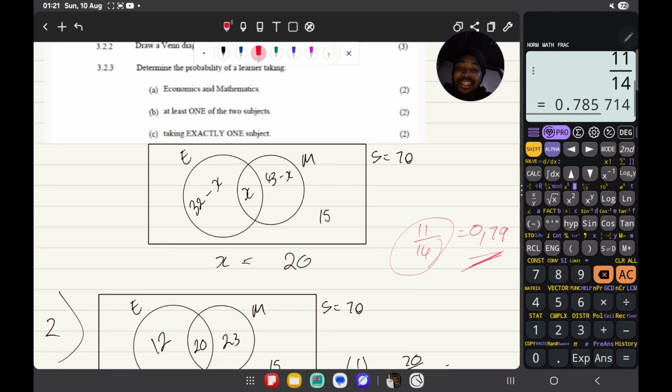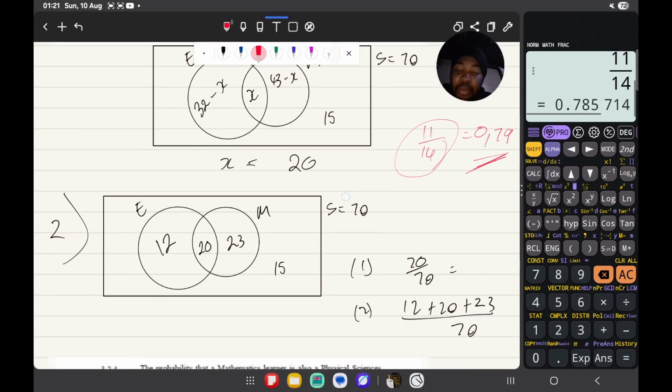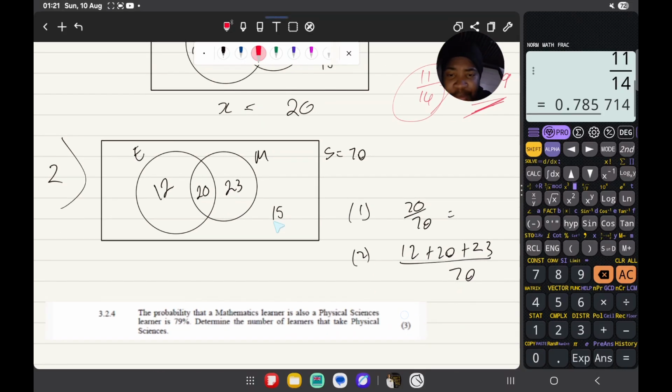So, taking exactly one subject. Now I say determine the probability that the learner is taking exactly one subject. There is no formula for it, but it's there. Remember, 15 is the people taking none, and 12 is the number of people taking only economics, one subject. 23 is the number of people taking only maths, one subject. So what do you think the answer is going to be for number 3? Think about it.